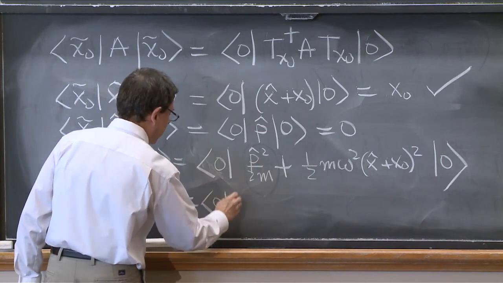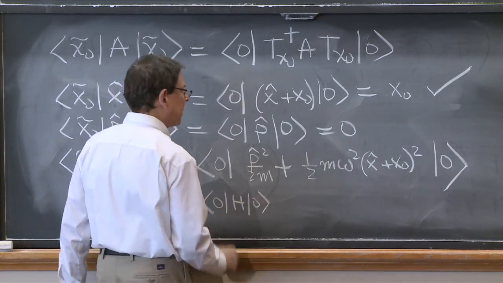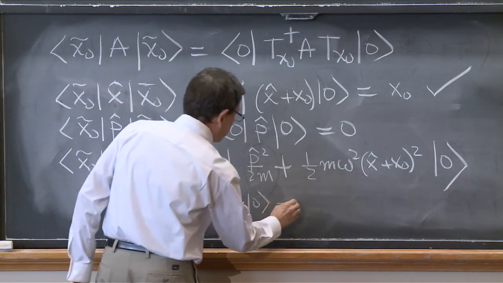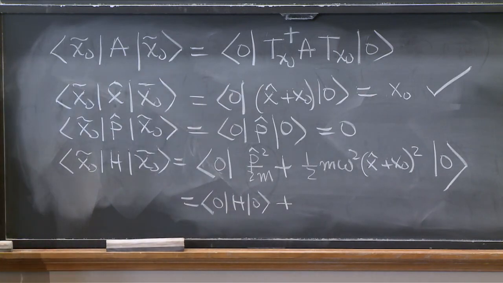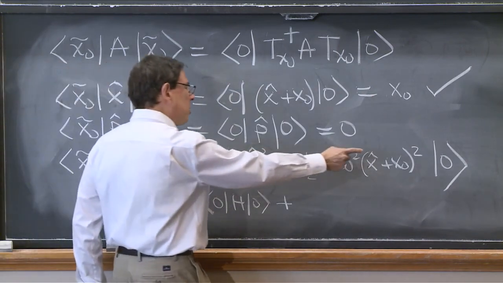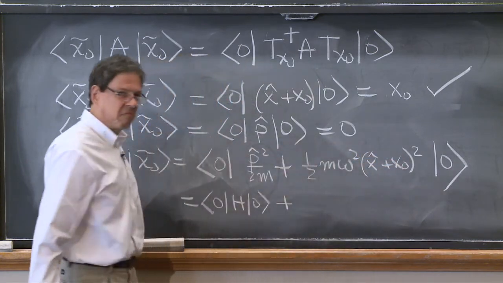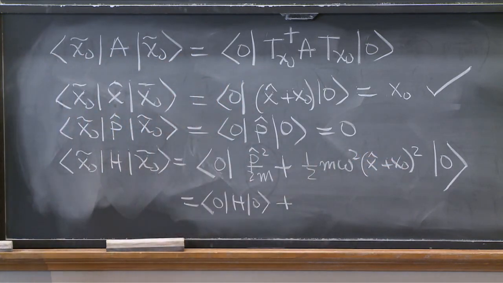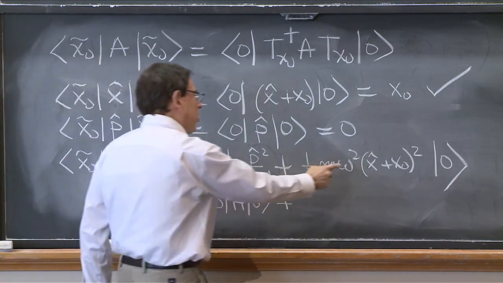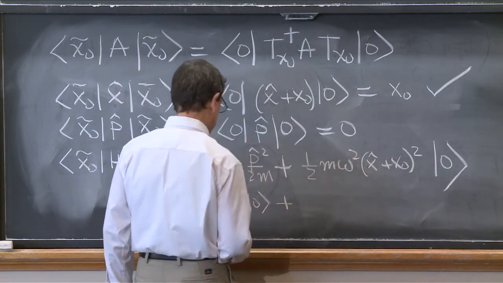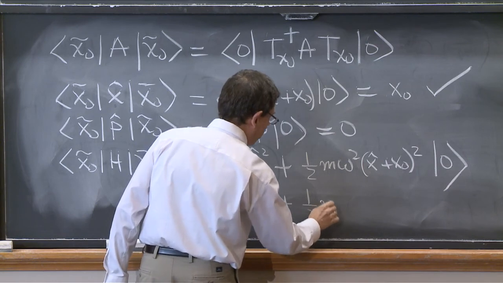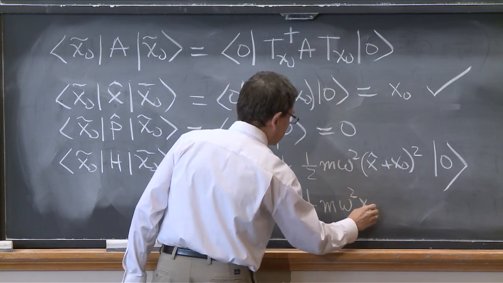So we got the expectation of H0 between 0 and 0, plus the extra terms that come here. But what terms come here? There's a product of an x0 and an x between 0 and 0. x0 is a number, so you have an x between 0 and 0, and that's 0. So the cross product here won't contribute to the expectation value. So the last term that is there is the 1/2 m, which is a number, omega squared x0 squared.